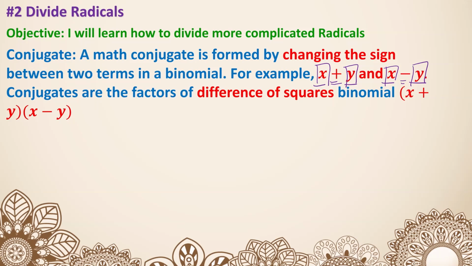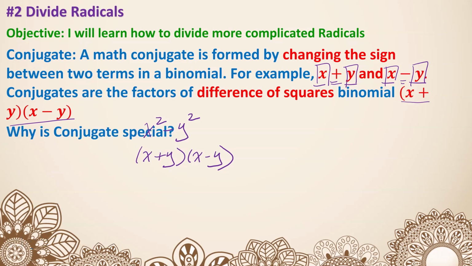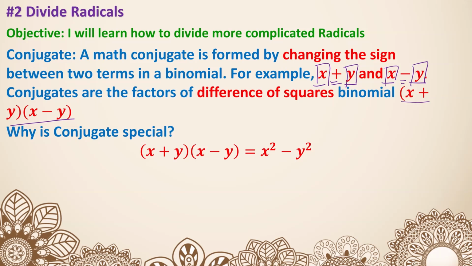The reason conjugates are important is they are factors of the difference of squares binomial. So when you have x squared minus y squared, well, that's x plus y and x minus y. And now maybe you haven't seen exactly why they're special, so let's have a look. This is what I just mentioned. x plus y and x minus y multiplied together is going to get you x squared minus y squared. And here is another example of conjugates.